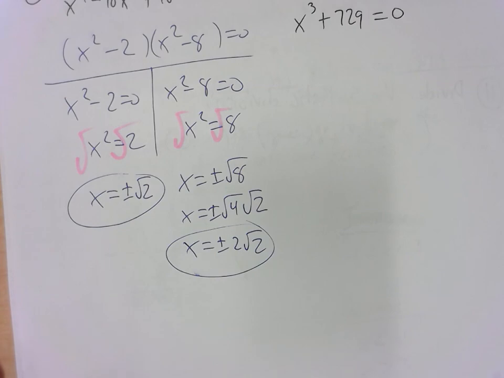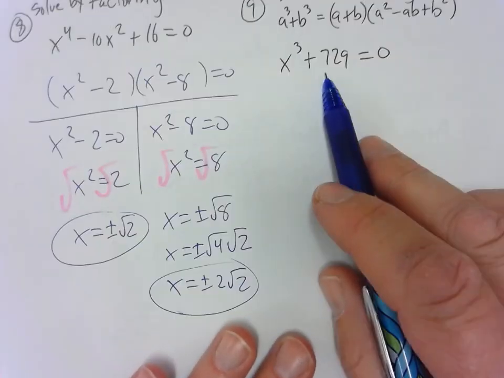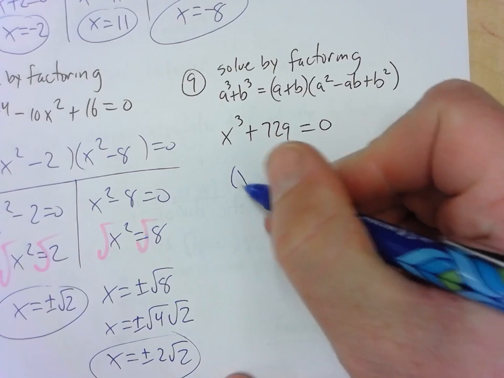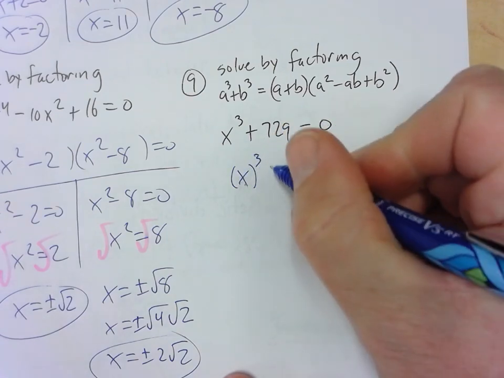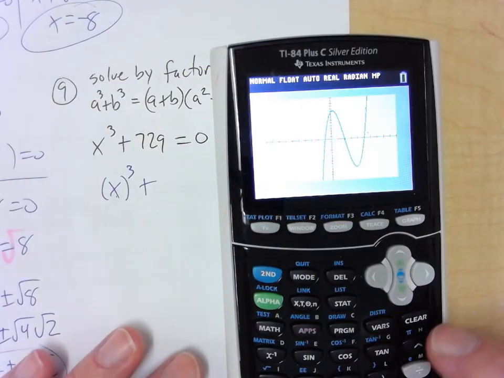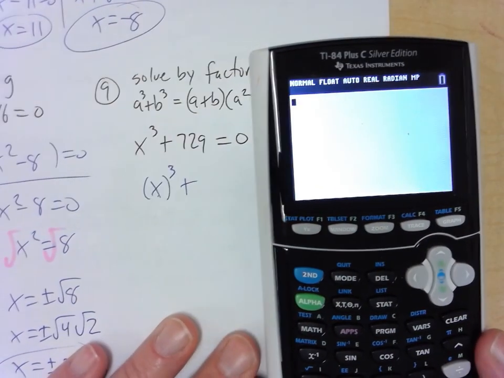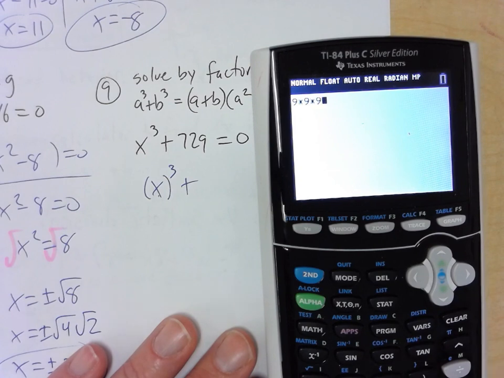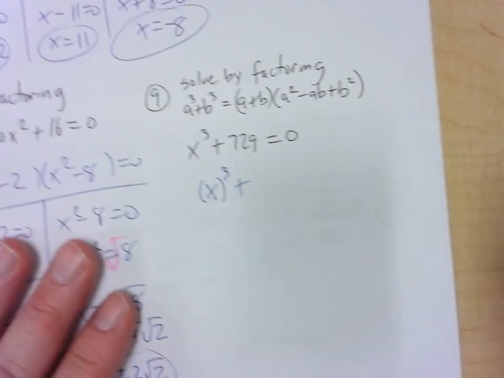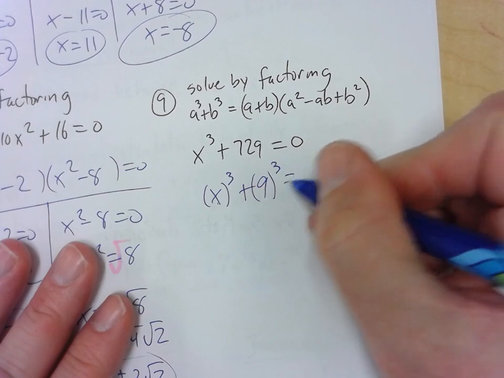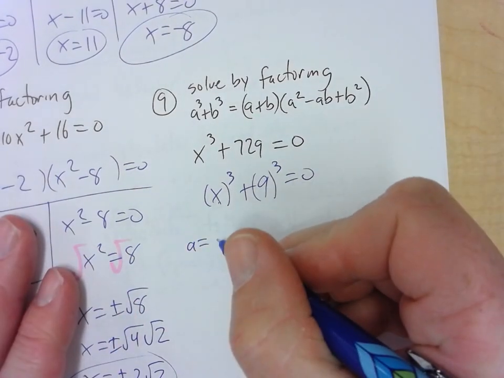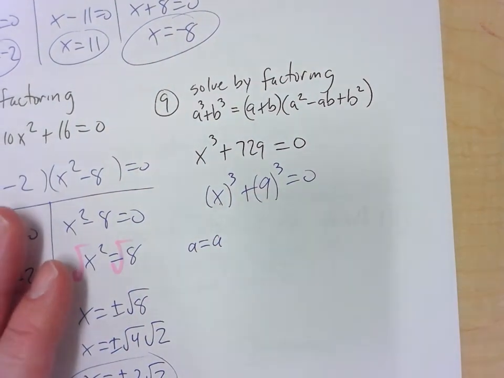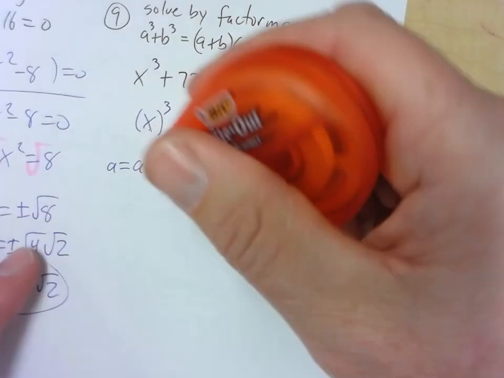All right, now we're going to rewrite this so it looks like the sum of 2 cubes. Something cubed is actually x, and then 9 times 9 times 9. So if I type in the calculator 9 times 9 times 9, I do get 729. So 9 cubed is 729. So 9 is what's being cubed here. That helps me identify what a is. a is x. Well, a is a, but a is x.